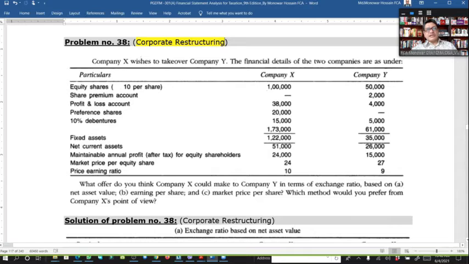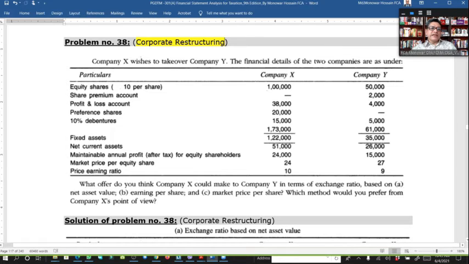Maintainable annual profit after tax for the equity shareholder 24,000, 15,000. Market price per share 24 and 27. Price earning ratio 10 and 9. So you have to work out the exchange ratio at which X could take over company Y, based on the net asset value, based on the earnings per share, and based on the market price per share. Here are three methods. Which method is profitable for company X for taking over Y?